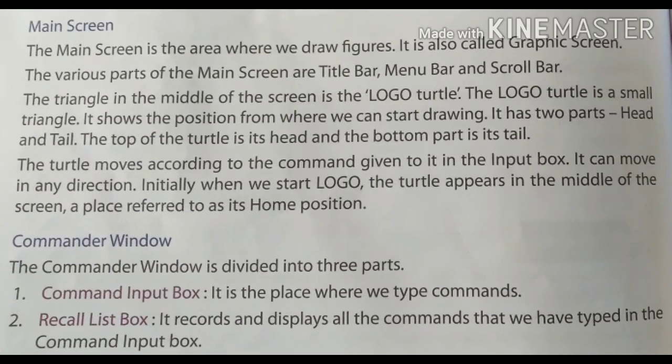Next one, main screen. The main screen is the area where we draw figures. It is also called graphics screen. The various parts of the main screen are title bar, menu bar and scroll bar. Children, listen. What are the parts of a main screen? Yes, title bar, menu bar and scroll bar.